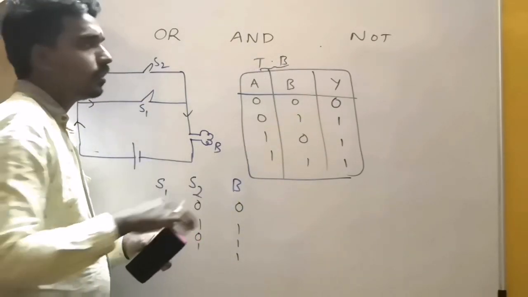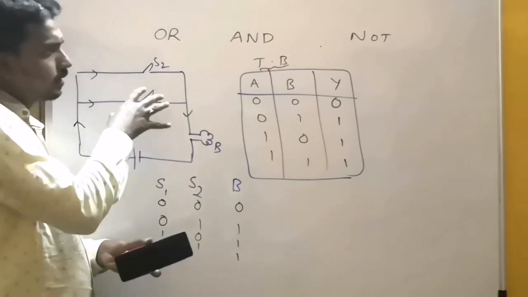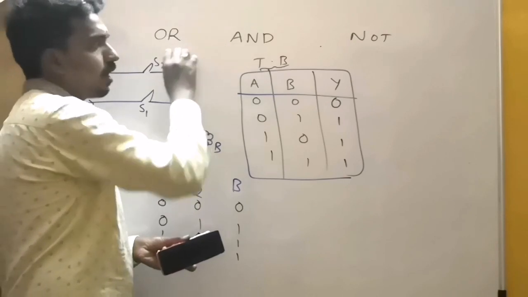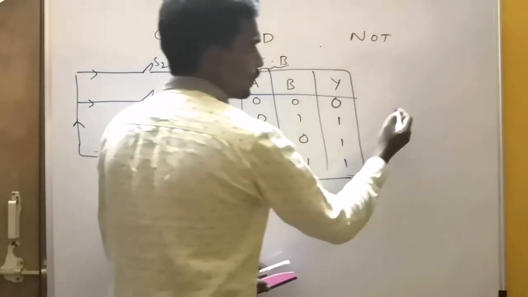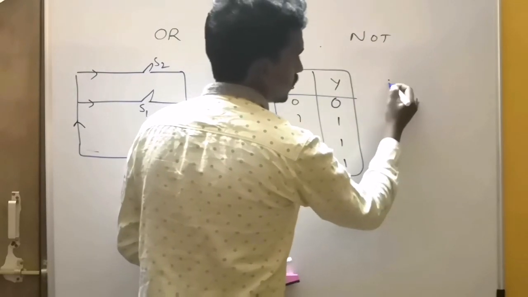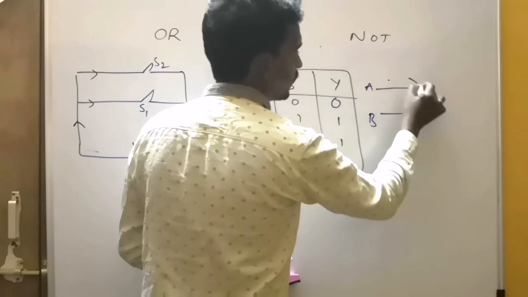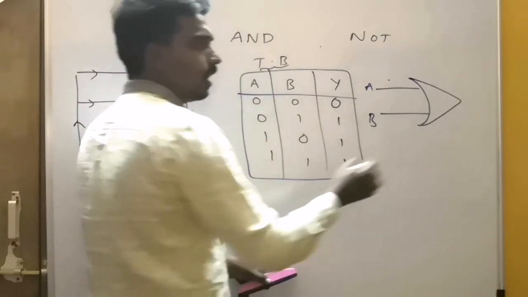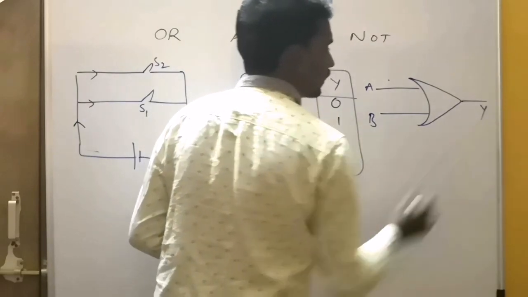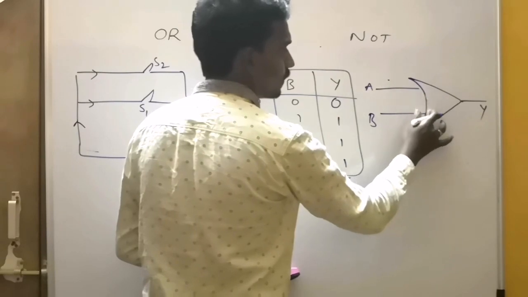This is the truth table for the OR gate. That OR gate we will represent like this. These are the two inputs A, B, and this is the output Y. So this is the representation of the OR gate.